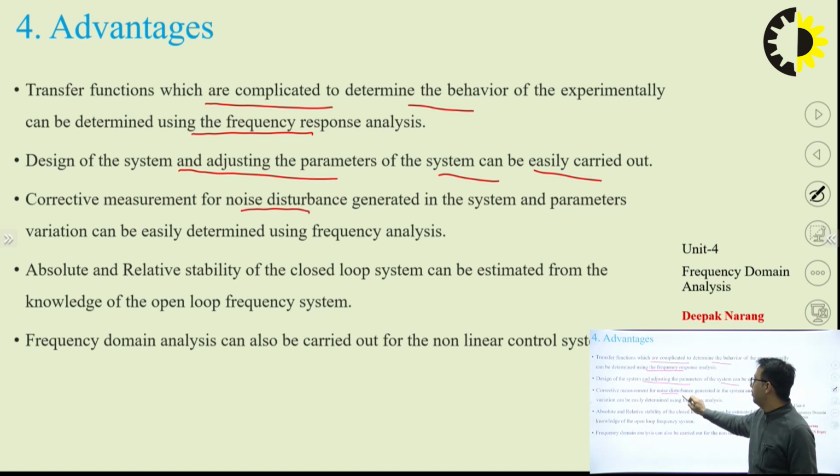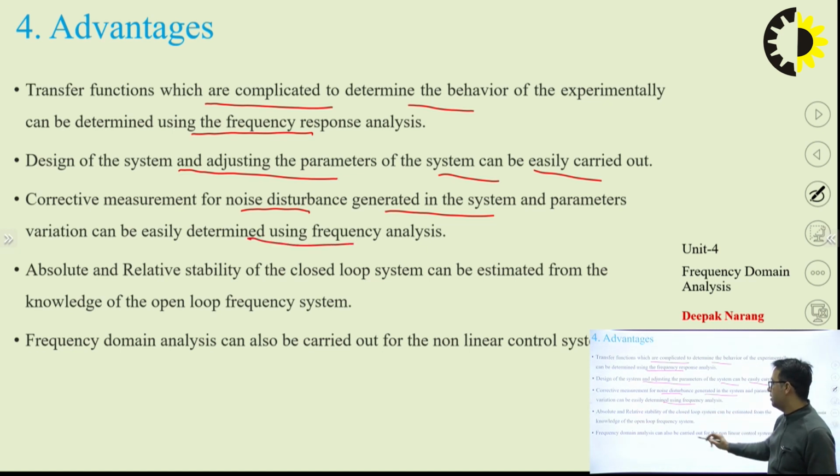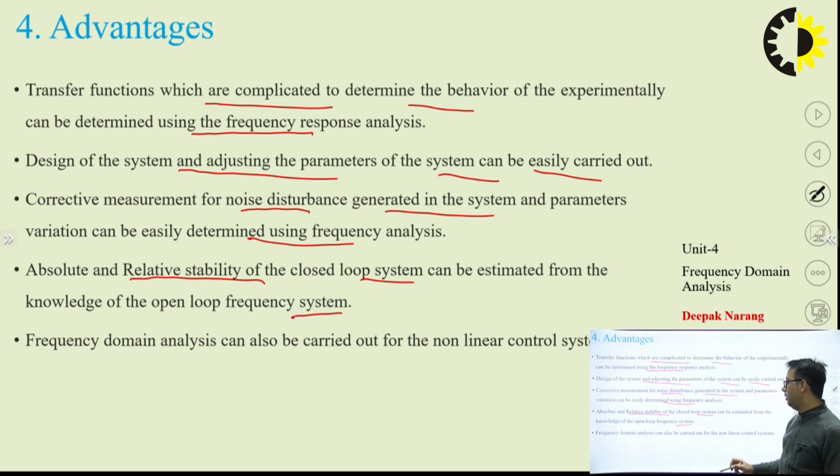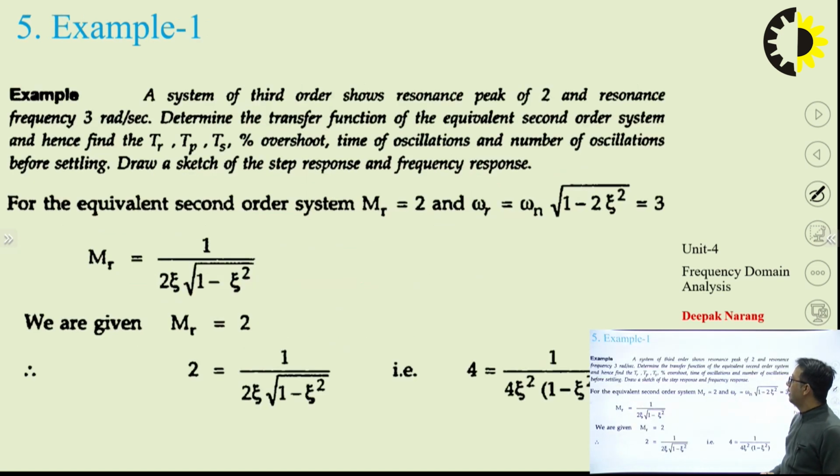Corrective measurement of noise disturbance which is generated in the system can easily be determined using frequency domain analysis. Absolute and relative stability of closed loop system can also be estimated from the knowledge of open loop frequency domain analysis. This is also applicable to non-linear control systems.